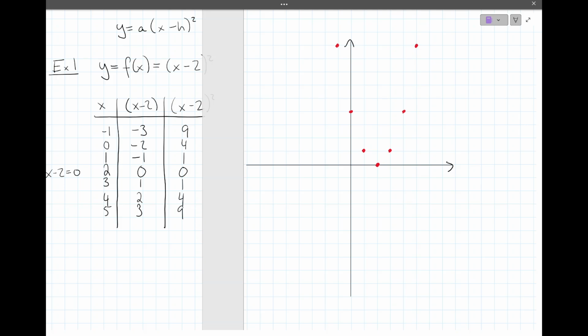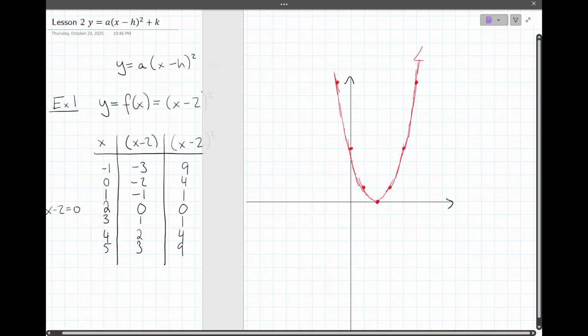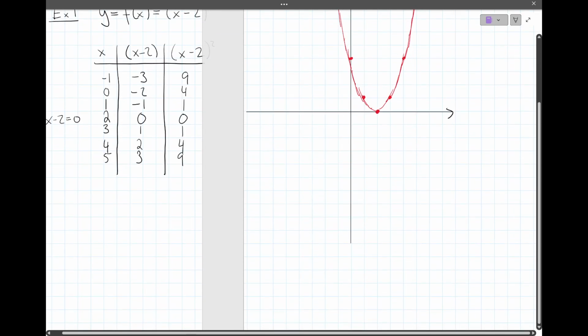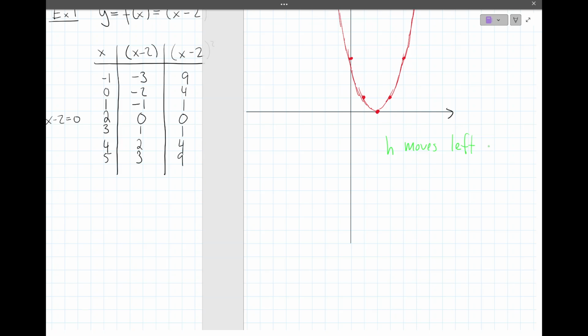And it has the same shape as our regular parabola, except now it's moved over 2 units to the right. So we're going to see that h value, right? In general, we can make this conclusion that h moves left, right.